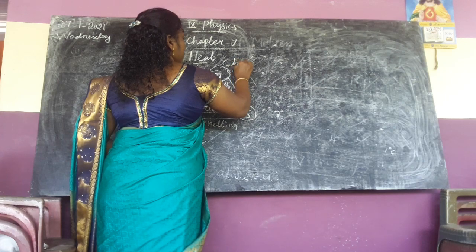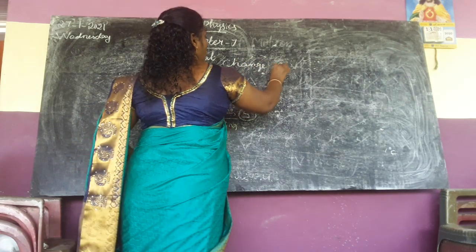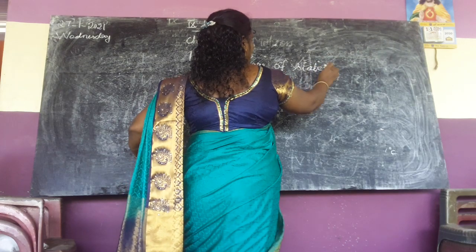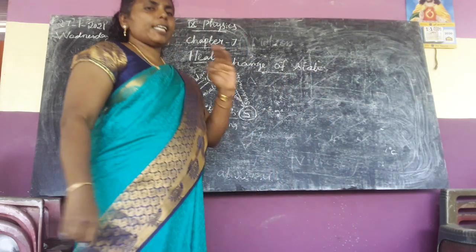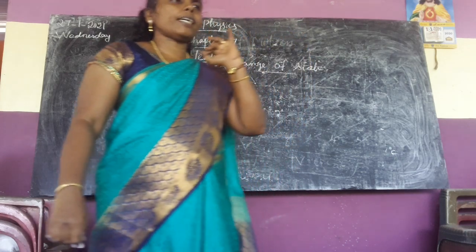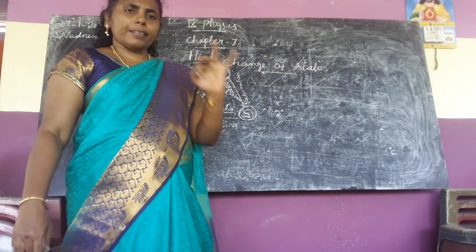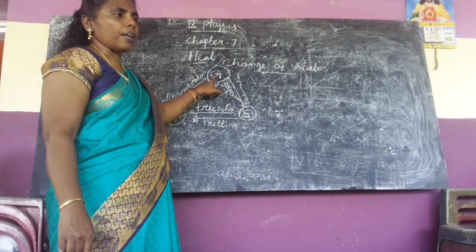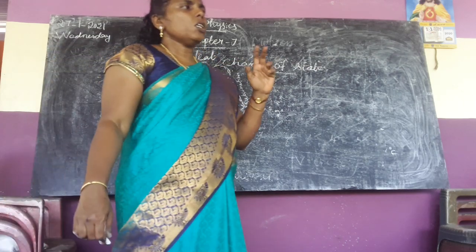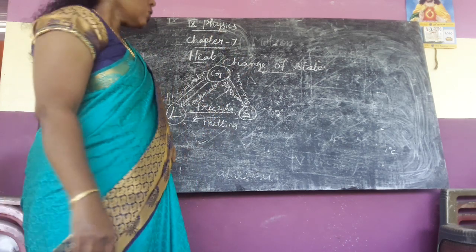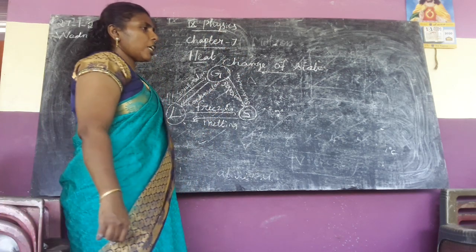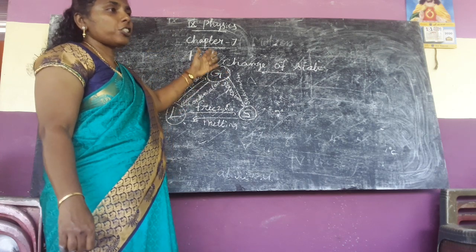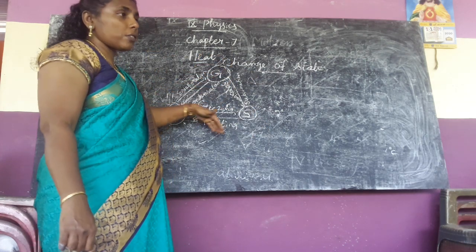So, change of state. There are 3 states of matter. What are the 3 states of matter? Solid, liquid and gas. This solid state changes into the liquid state, the liquid state changes into the gaseous state, and it changes back into the solid state. The process is going on.